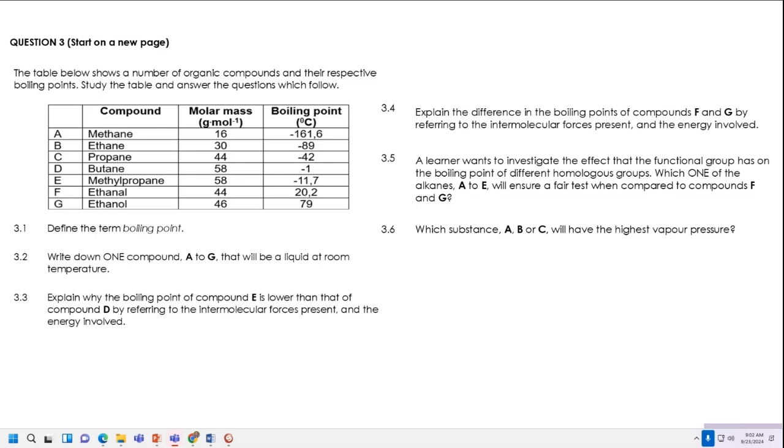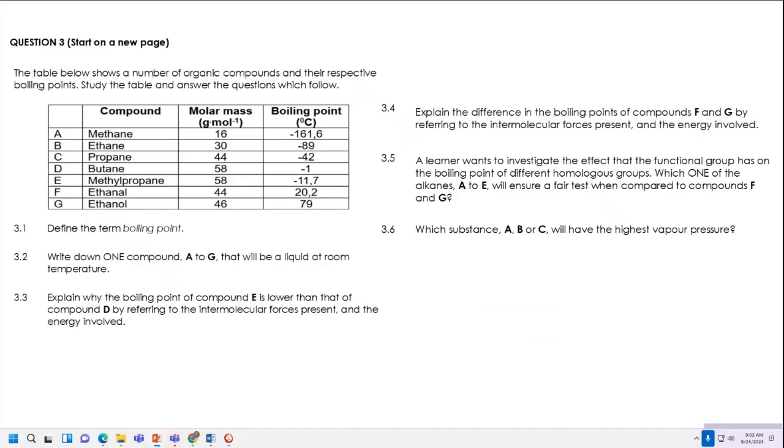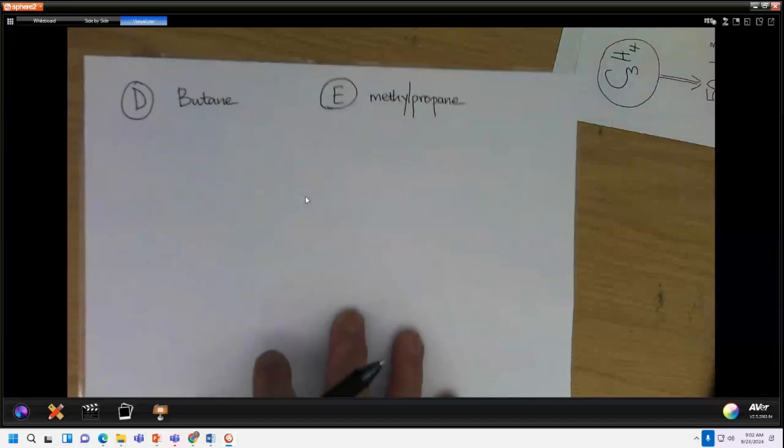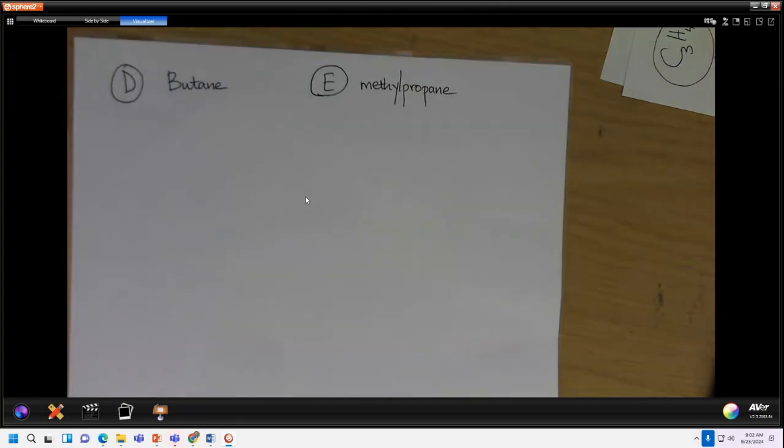Well, here's the deal. Let me go to my visualizer and let's jot this down. Let's get our bearings correct. Compound D, sorry, thank you. Can I have a page? Thanks. So compound D is butane. We are told that D is butane. And compound E is methyl propane. All right. Now, let's have a look. This is De Villiers. Can you see my visualizer? Yes, we can. Okay, fine.